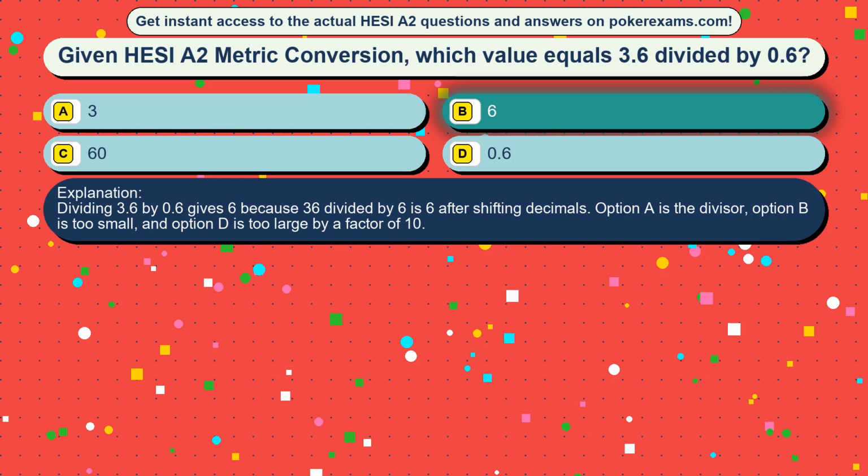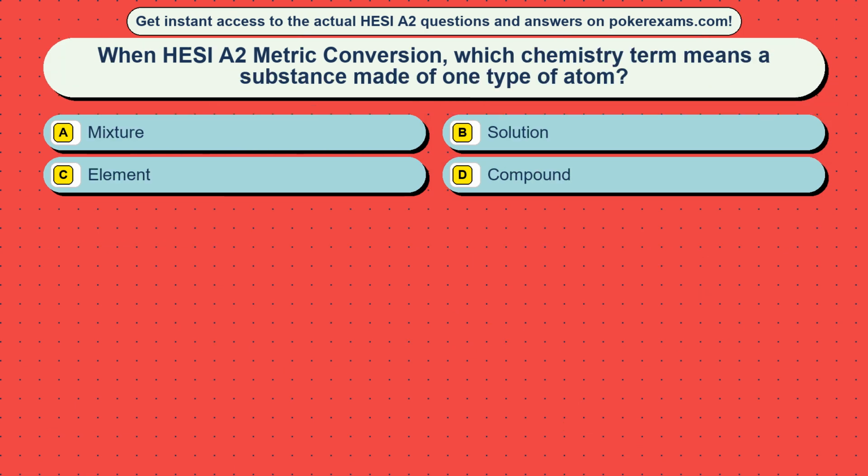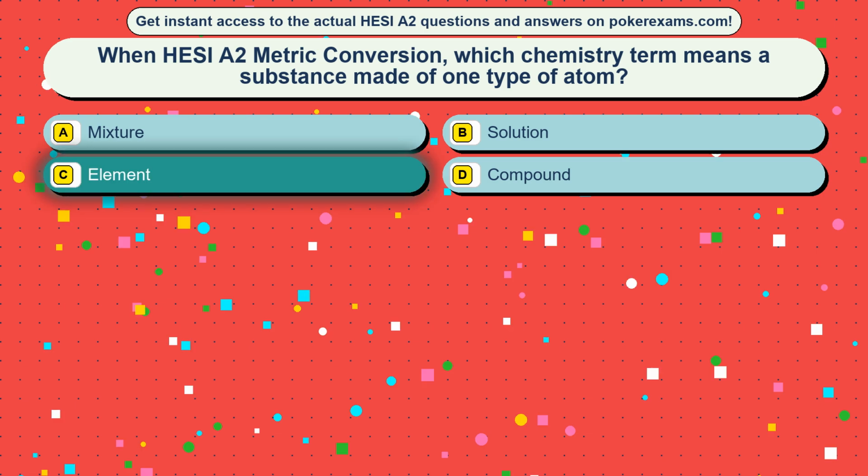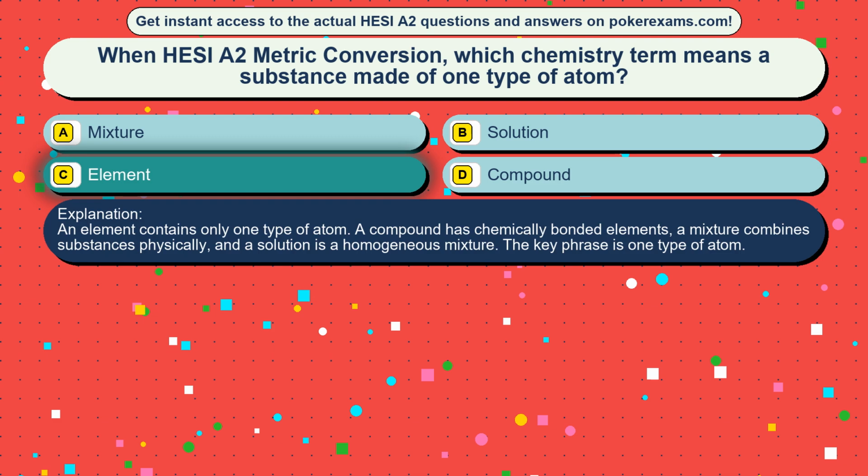Question 19. When HESI A2 metric conversion, which chemistry term means a substance made of one type of atom? Option A, mixture. Option B, solution. Option C, element. Option D, compound. The correct answer is option C, element. An element contains only one type of atom. A compound has chemically bonded elements, a mixture combines substances physically, and a solution is a homogeneous mixture. The key phrase is one type of atom.